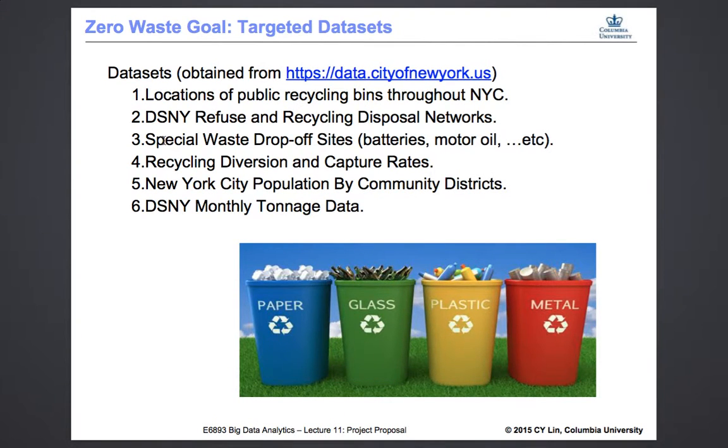So the datasets, as you can see, are obtained from data.cityofnewyork.us. They weren't hard to find. We had a lot of data available, but a major challenge for us was to reorder the data. Some data was not georeferenced. Some we had to reverse georeference. Some we had to find zip codes from districts. So that was one of the major challenges that we faced.